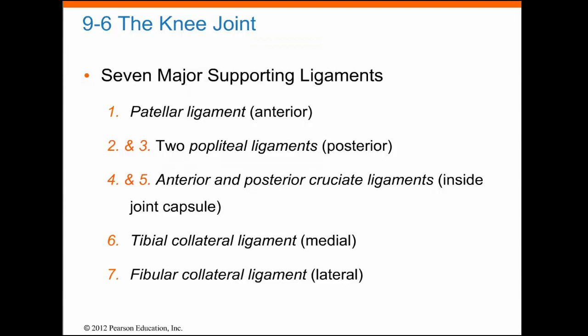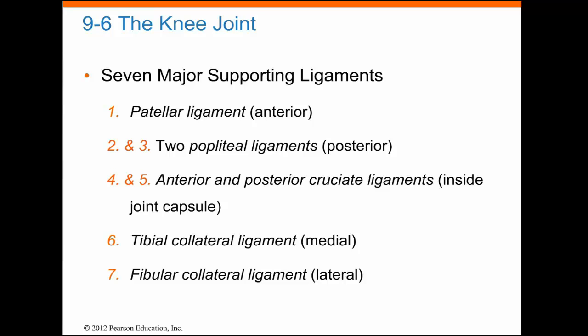With the knee joint, there are seven supporting ligaments. So we're going to have a look at those now. There's the patellar ligament and two popliteal ligaments that are posterior, and the anterior and posterior cruciate ligaments, which are actually inside the joint capsule. So ACL or PCL. ACL, anterior cruciate ligament, is a common knee injury for athletes where they have stopped suddenly.